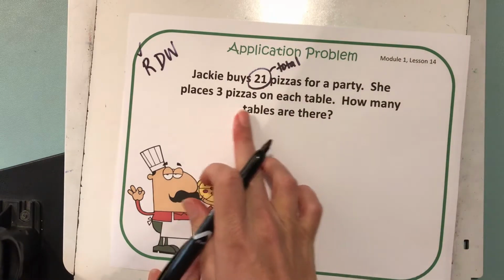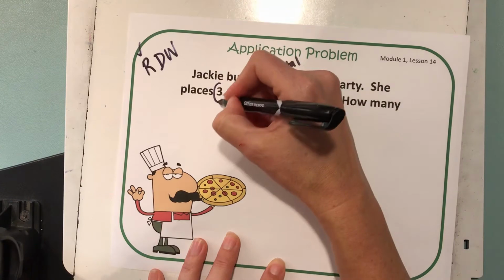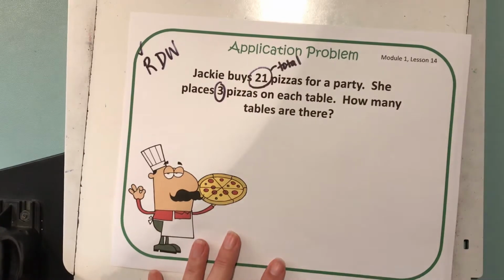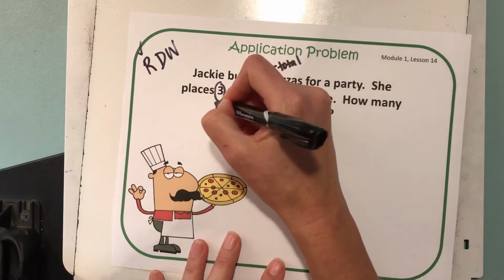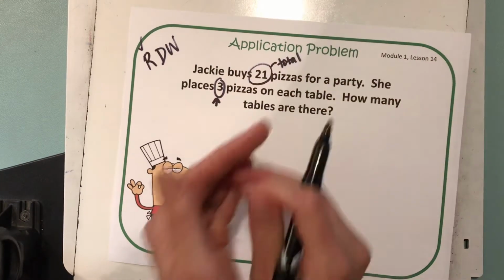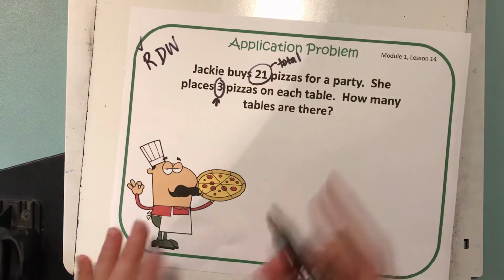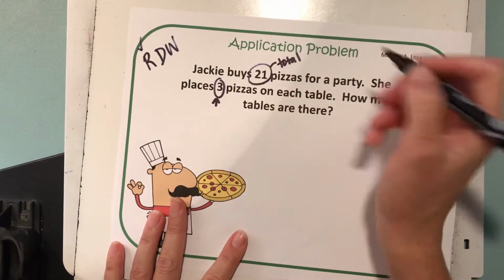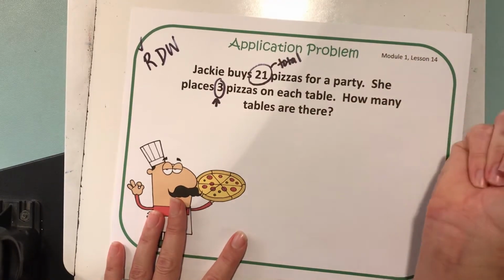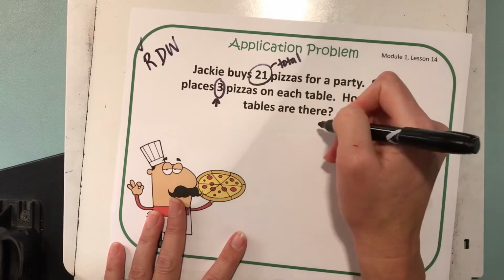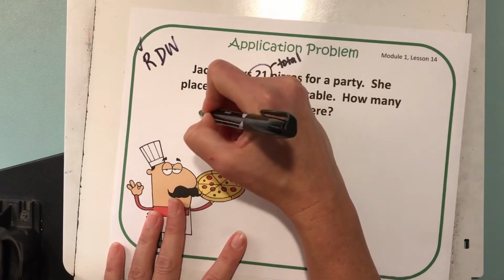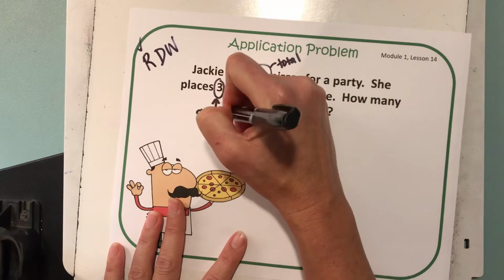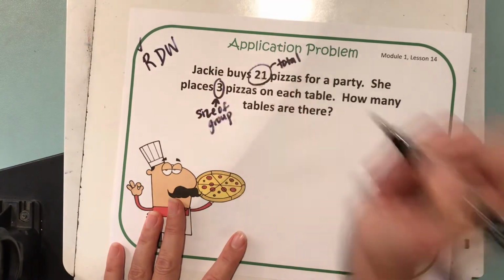She places 3 pizzas on each table. Well, is that the number of tables or the number of groups? Or is that the size of the groups? Well, this is the size of the groups, right? There's 3 pizzas on each table. So we don't know. What we're trying to figure out is the number of groups, or how many tables there are. So this is the size of the group, or how many are on each table.